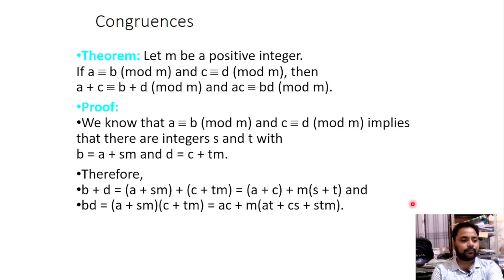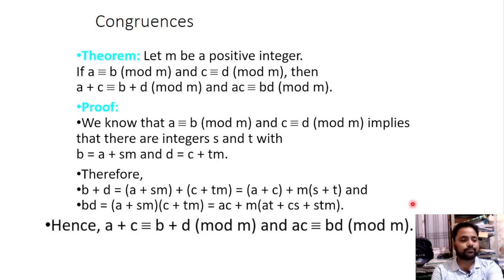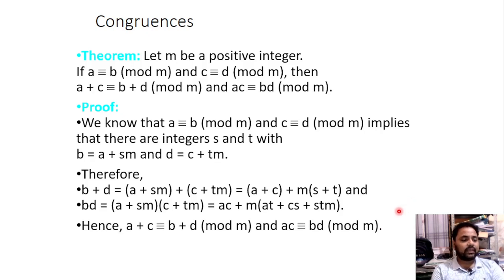Similarly, bd equals a plus sm times c plus tm, which is equal to ac plus m times at plus cs plus stm. Hence a plus c is congruent to b plus d mod m and ac is congruent to bd mod m.